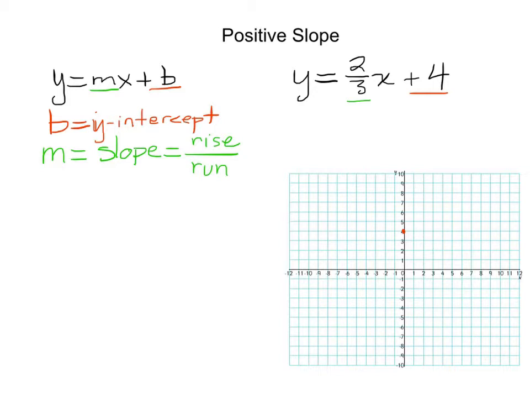So on this particular slope, we have 2/3. The rise is 2, and the run is 3. So the way that we graph our line is we start from the point that we already have, the plus 4 on the y-axis, and our rise is 2, which means we're going to move up 2 spaces. The run is 3, which means I'm going to move 3 spaces to the right.